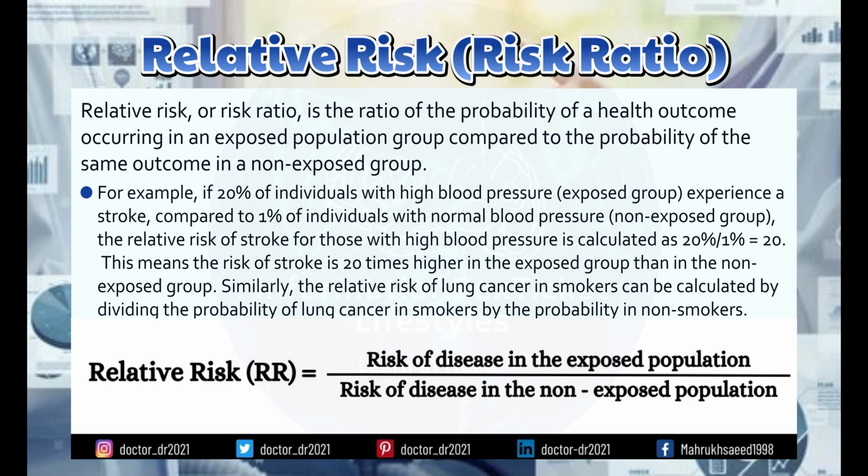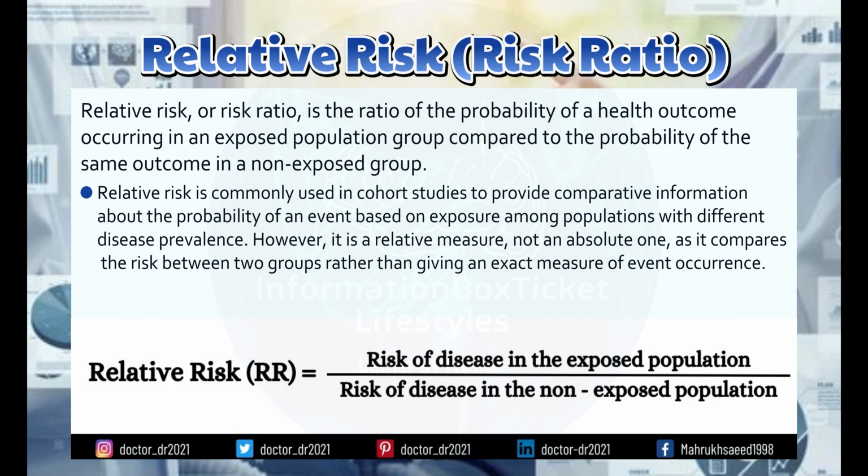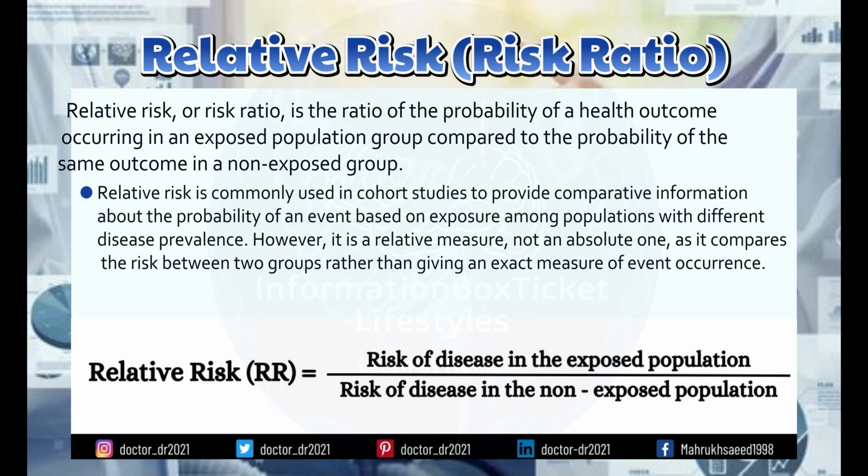Similarly, the relative risk of lung cancer in smokers can be calculated by dividing the probability of lung cancer in smokers by the probability in non-smokers. Relative risk is commonly used in cohort studies to provide comparative information about the probability of an event based on exposure among populations with different disease prevalence. However, it is a relative measure, not an absolute one, as it compares the risk between two groups rather than giving an exact measure of event occurrence.